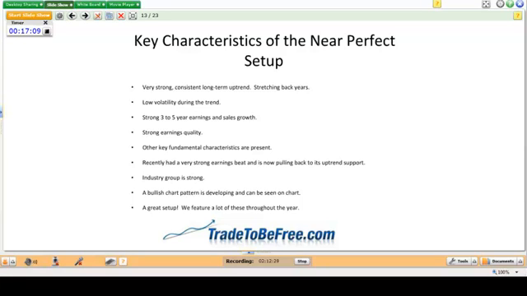Ideally, you want to see a very strong earnings beat recently, and the stock pulling back to an uptrend support or a horizontal support level.